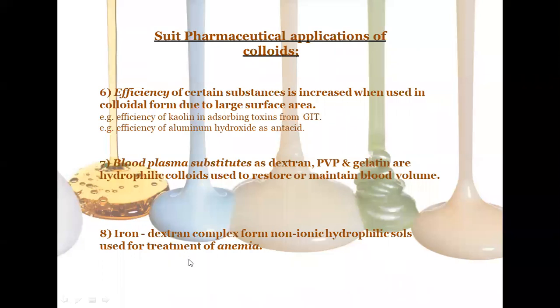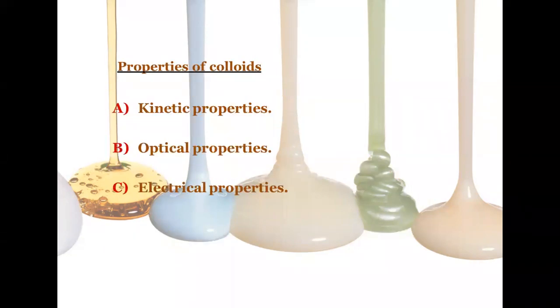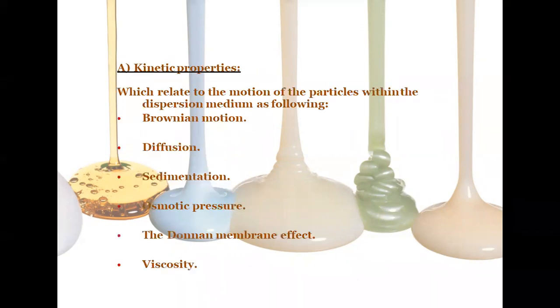So purification of colloid, this part is already covered. Then comes this part, properties of colloids. There are three types of properties: kinetic properties, optical properties, and electrical properties. First is kinetic properties, which relate to the motion of the particles within the dispersion medium, such as Brownian motion, diffusion, sedimentation, osmotic pressure, Donnan membrane effect, and viscosity.